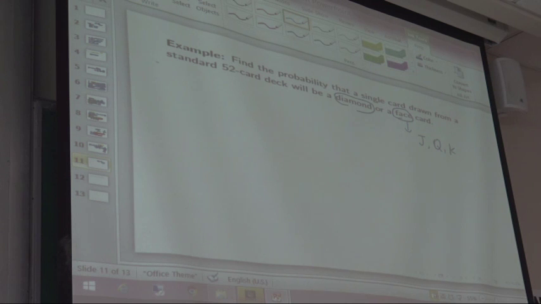So the diamond and the face. Is there any overlap between the diamond and the face? Yes, they do, because the diamond has a J, Q, K, so there is overlap. So the probability of diamond or face, we have to compute the probability of the diamond.